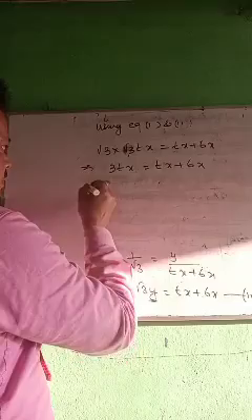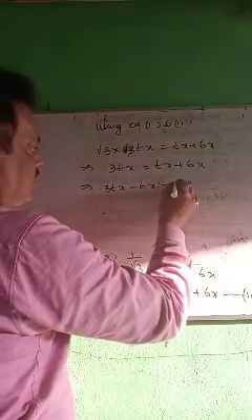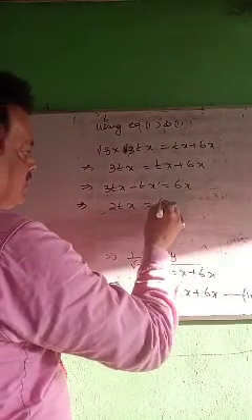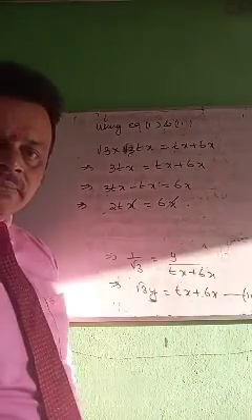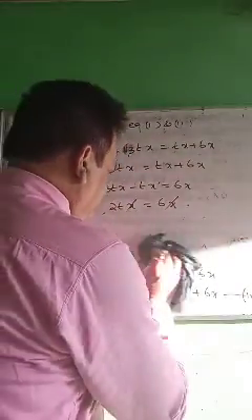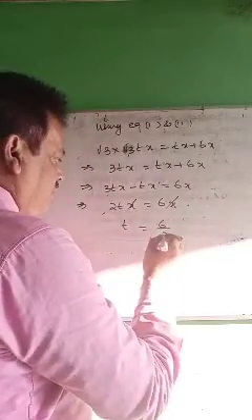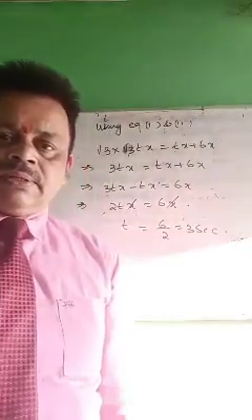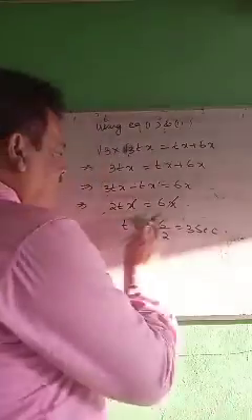So 3 tx minus tx equals to 6x. This is 2 tx equals to 6x. Look at x is cancelled. So what is left out now? t equals to 6 by 2. That is 3 seconds. Okay. Now, this is one question.